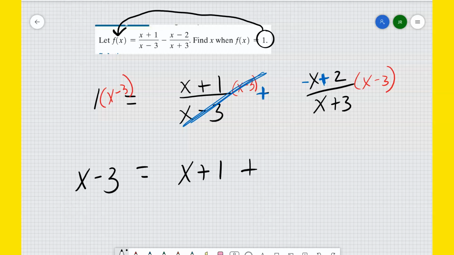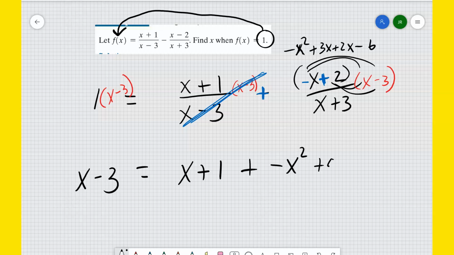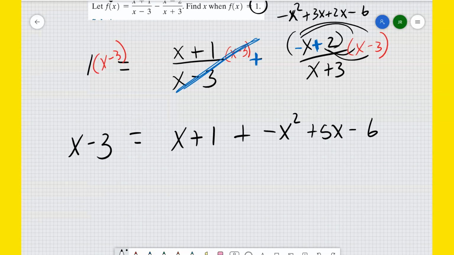plus, here I have to distribute, so I'm going to distribute this like so. So negative x times x, I'm going to do it small up here first, is negative x squared. Negative x times negative 3 is plus 3x. 2 times x is plus 2x. And 2 times negative 3 is negative 6. So let me combine like terms, and I've got negative x squared plus 5x minus 6. Okay, and that's still all over x plus 3. Still got that x plus 3 on the bottom there.